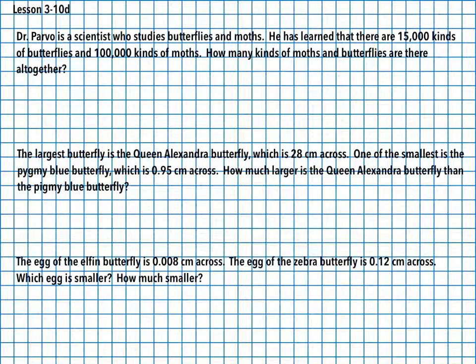Problem number 3 is the egg of the elfin butterfly is 8,000 centimeters across. The egg of the zebra butterfly is 1,200 centimeters across. Which egg is smaller? How much smaller?